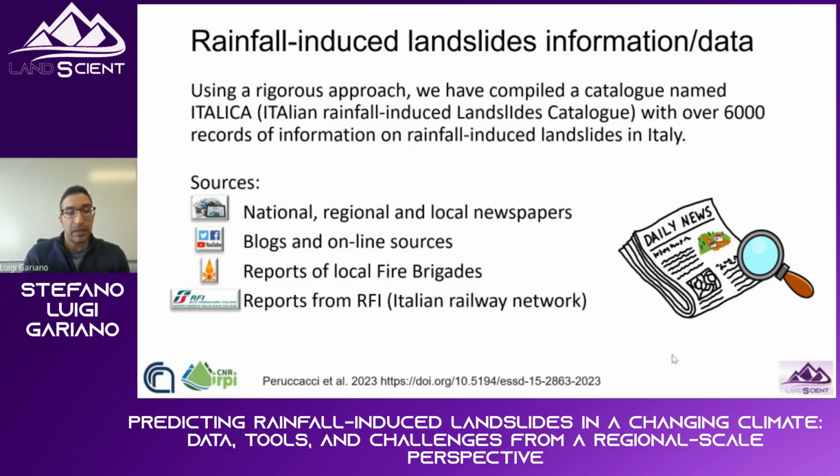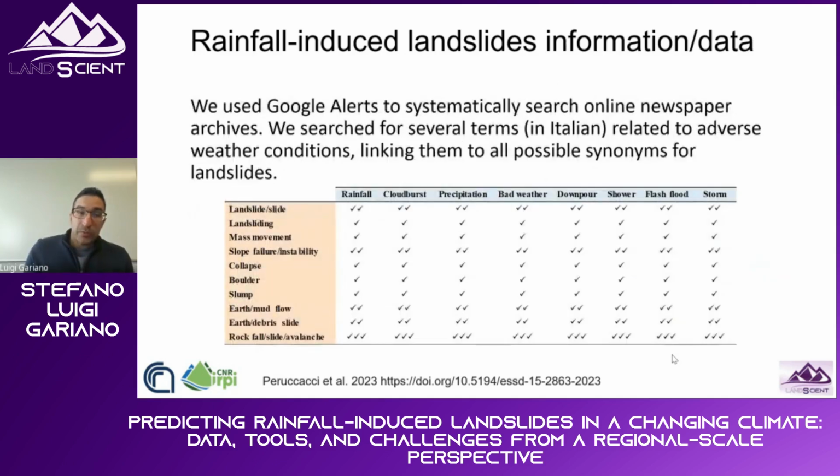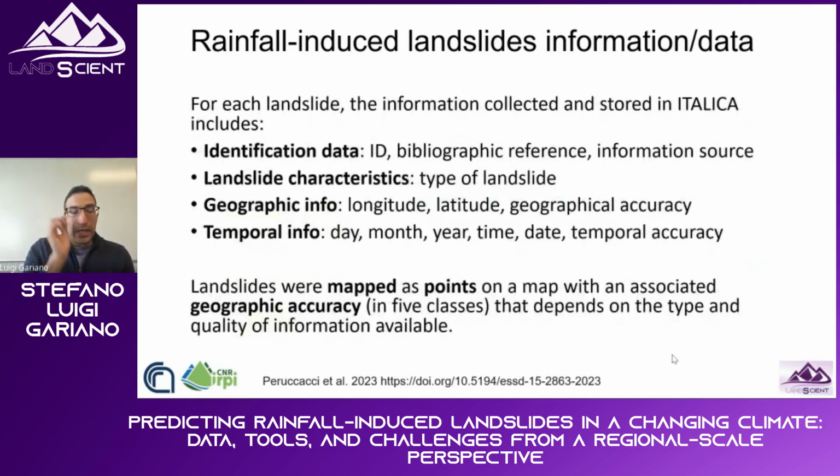in Italy. We searched the information mostly on national, regional, and local newspapers, on blogs and online sources, on technical reports from, as an example, fire brigades, and also from the Italian railway network company, the company that managed the network. And we also used an automatic search on the internet, combining different terms related to weather conditions and landslides using Google Alerts. And after a long search with so many years of work, we collected this data.